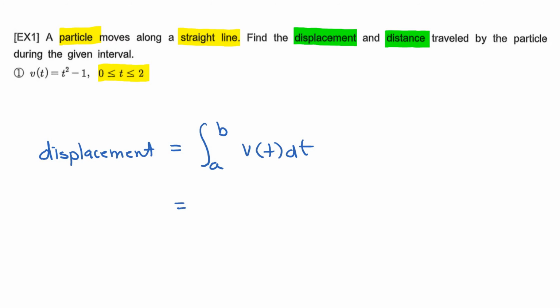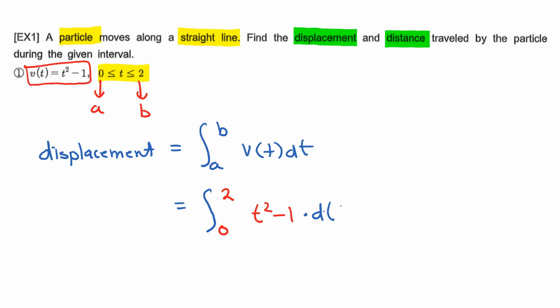Your a value here is going to be 0, and your b value is going to be 2. So let's fill in those numbers. My lower bound is 0, and my upper bound is 2. And what is my velocity function? My velocity function is t squared minus 1, and since the variable is in terms of t, I can write dt. There's your integral setup, and then just go to your graphing calculator and put that in, and you should get an answer of 2/3. That's how you would find the displacement for that first problem.